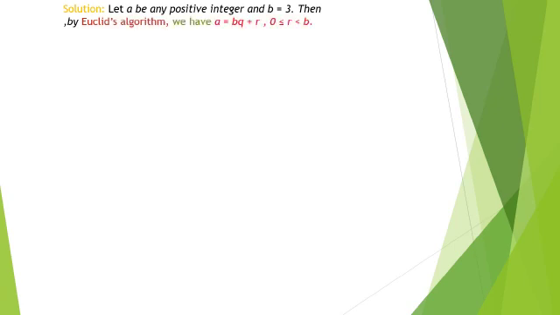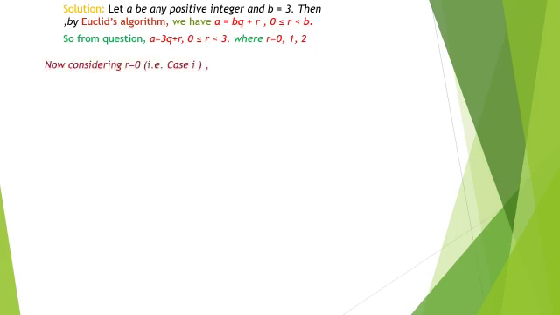So let us check. At first, write down: let a be any positive integer and b is equal to 3. Then by Euclid's algorithm we have a is equal to bq plus r, where r is greater than or equal to 0, but less than the value of b. From the question we can determine that the b value is 3. So r will be 0, 1, 2. In this case we will have 3 cases. So let us see the first case.